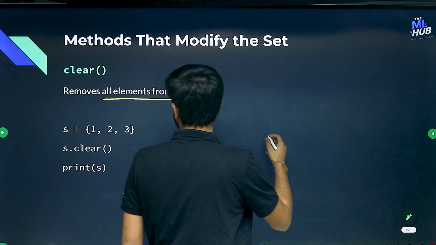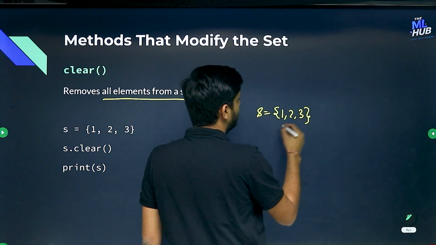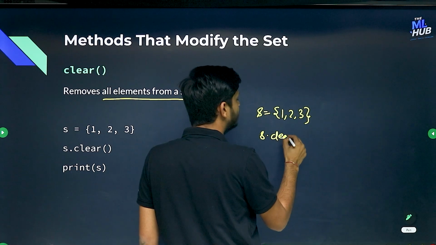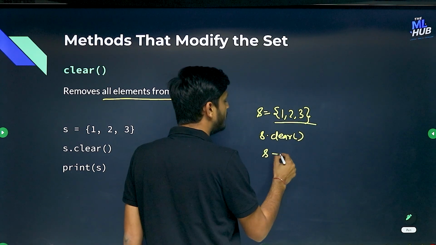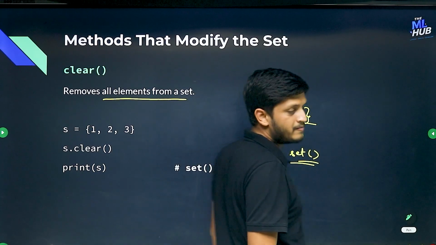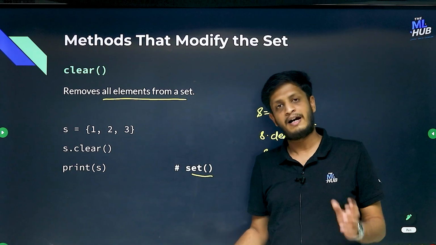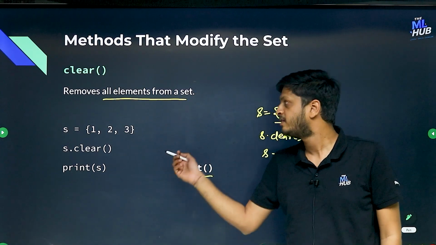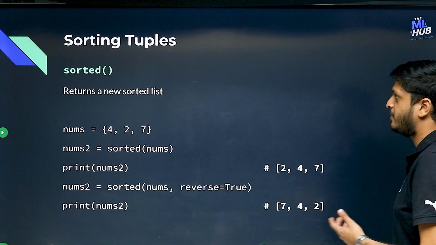So what will the clear function do? If s = {1, 2, 3}, it contains 3 elements. Now when you do s.clear(), at the same memory location, whatever is present, everything will be deleted. Now s will become an empty set. So when you print s after s.clear(), an empty set will be printed. Everything happens at the same memory location. So these were all the methods to add and remove elements from a set.